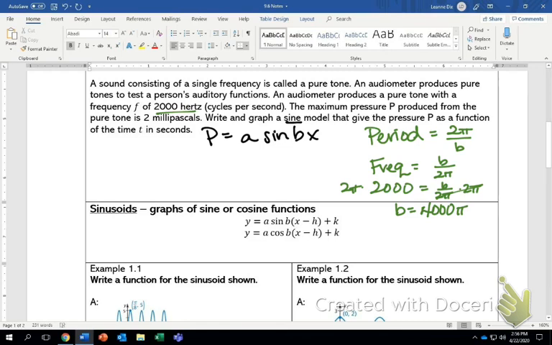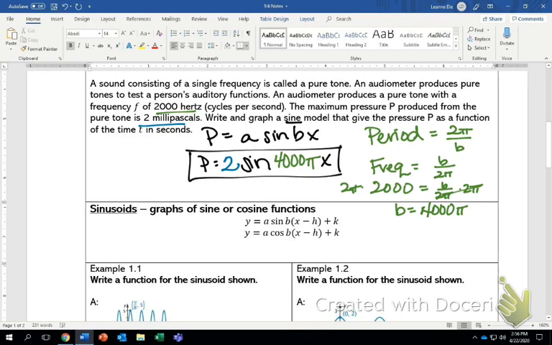Now I need to figure out my a value, and my a value comes from my sentence. My sentence says the maximum pressure produced from my pure tone is 2 millipascals or pascals. So it depends on... this is the only other number that I have. So I'm just going to go ahead and plug that in for my a value. So I can write my equation as p equals 2 times sine, and then I'll plug in my b value, which is 4,000 pi, and then I'll add the x at the very end, and this becomes my equation.